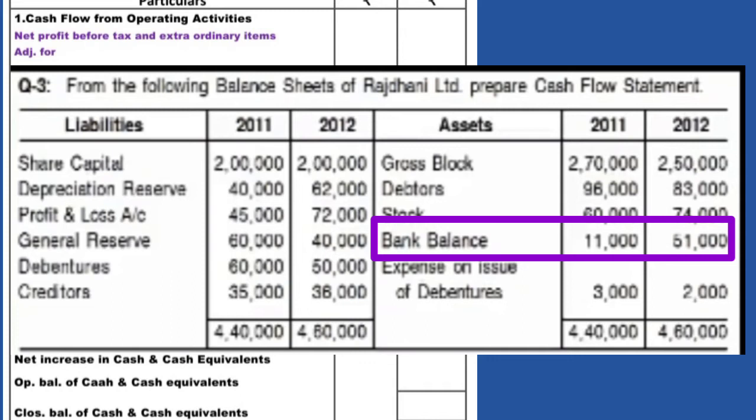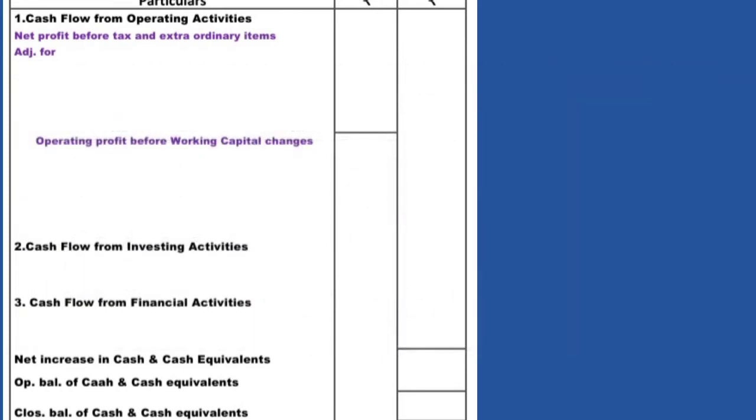Before starting the solution, we can get the answer. Opening balance of cash and cash equivalent is rupees 11,000 and closing balance of cash and cash equivalent is 51,000, and the difference amount, rupees 40,000, is the net increase in cash and cash equivalent. This is the answer. Now we can start.